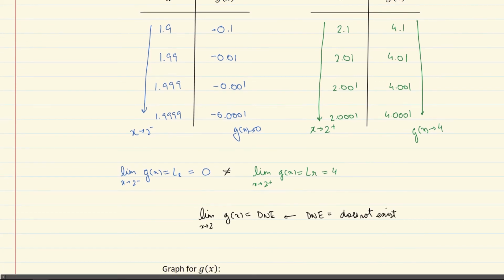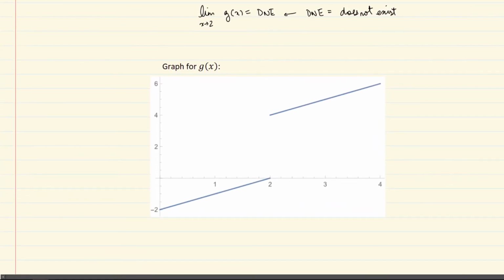We can also see this graphically. So here we have the graph of g of x, and you can see that it's approaching 2. So x is getting closer and closer to 2. From the left-hand side, we can see that g of x is getting closer and closer to 0, which means it's approaching 0. And from the right-hand side, as x approaches 2, we can see that g of x is getting closer and closer to 4.